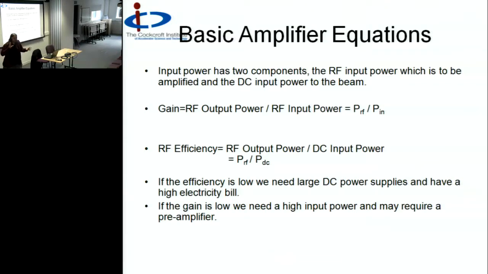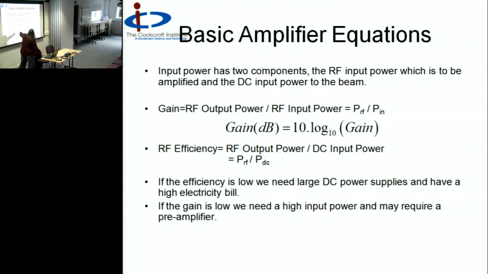There are some RF sources called tetrodes which don't have a lot of gain. So when you use a tetrode, you have to have another big amplifier, maybe another tetrode, to run it, and you have a chain of amplifiers. With a klystron, your gain's about 100,000. So a megawatt amplifier only needs a couple of watts, tens of watts going in, maybe 100 watts. So the chain's a lot smaller.